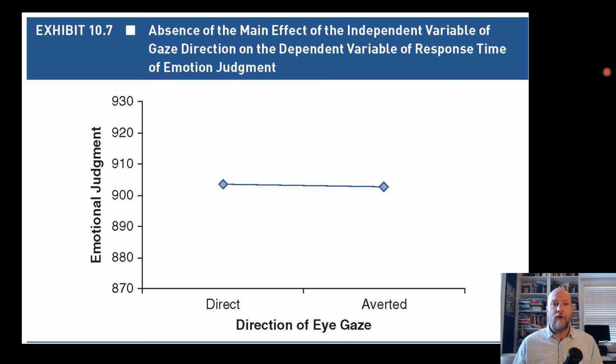Okay, so now this is a graph of just the main effect, right? This is just the main effect for eye gaze direction. As I said, those numbers are quite close to one another, and as you can see, this is nearly a horizontal line. So this would be no main effect.